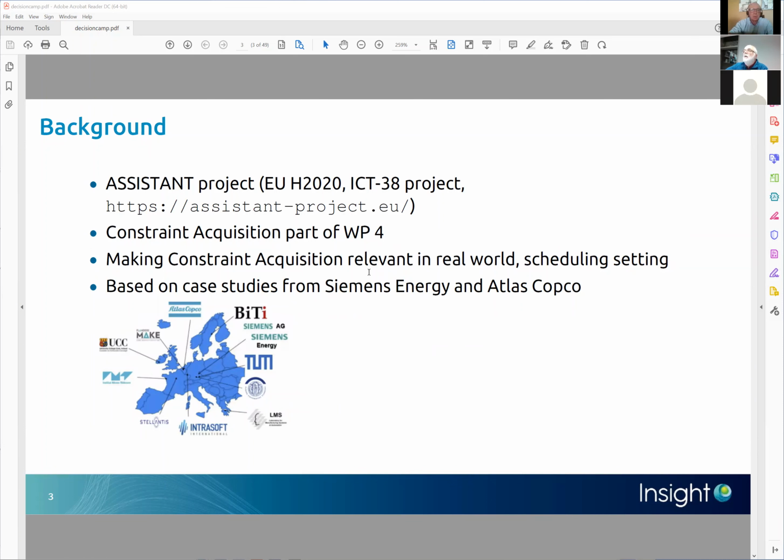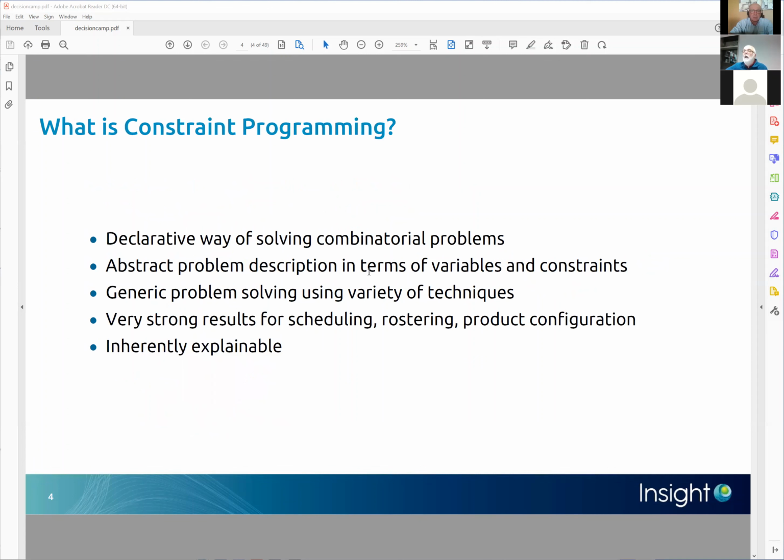the EU, and constraint acquisition is part of work package 4 about planning and scheduling. What we want to demonstrate there is that constraint acquisition can be relevant in a real-world scheduling setting. We have some case studies from Siemens Energy and Atlas Copco that we are using as motivating examples. But I'm not going to talk about those examples today. This is more of an introductory-level presentation.